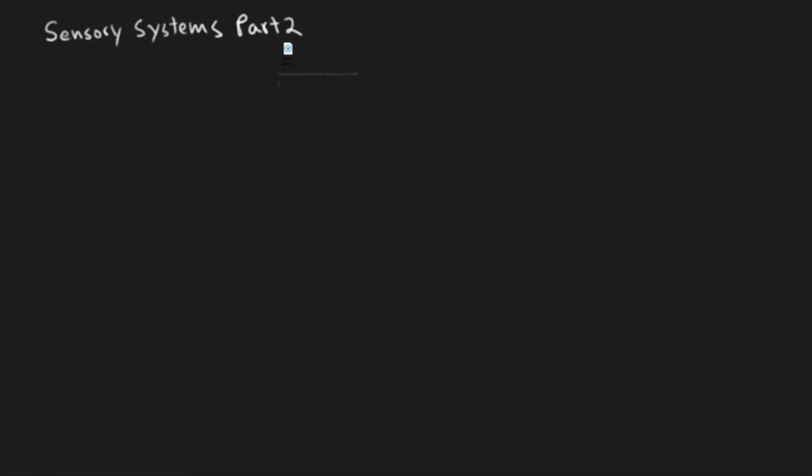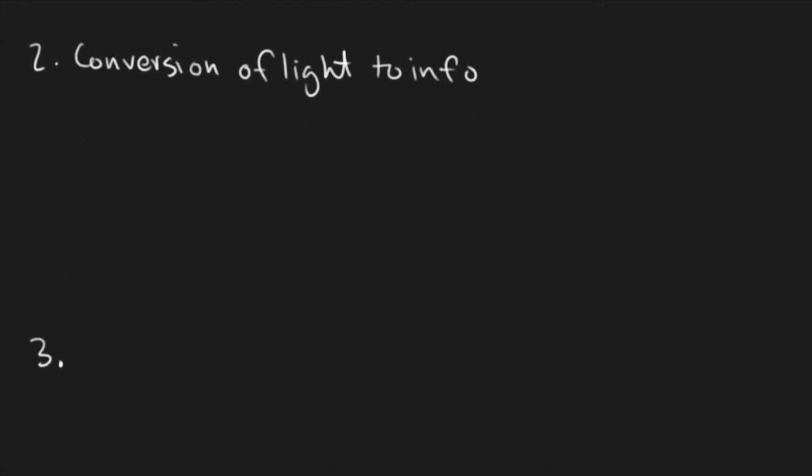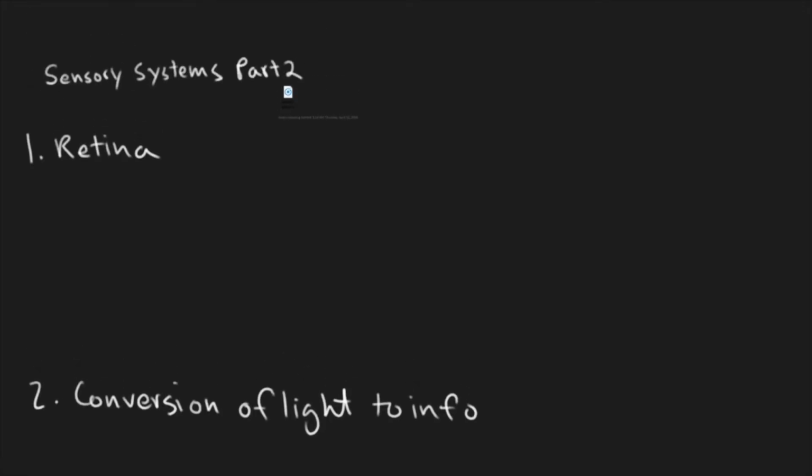So let's get started. There are going to be 3 topics we'll be focusing on today: the retina, the conversion of light to information, and the processing of the visual world. So let's start with the retina. The retina will be split into 3 aspects. So the first part we'll be talking about is the appearance.